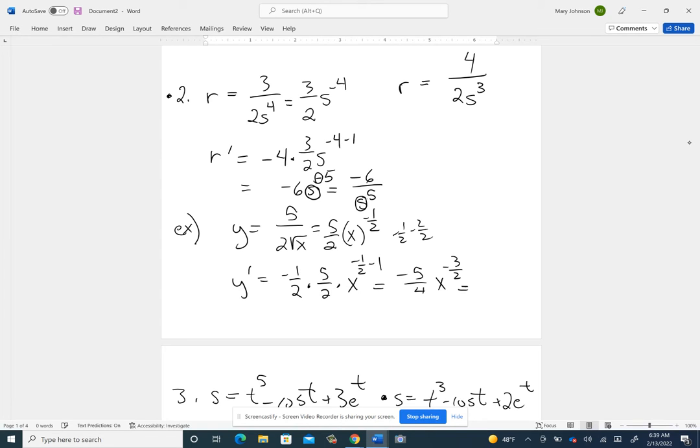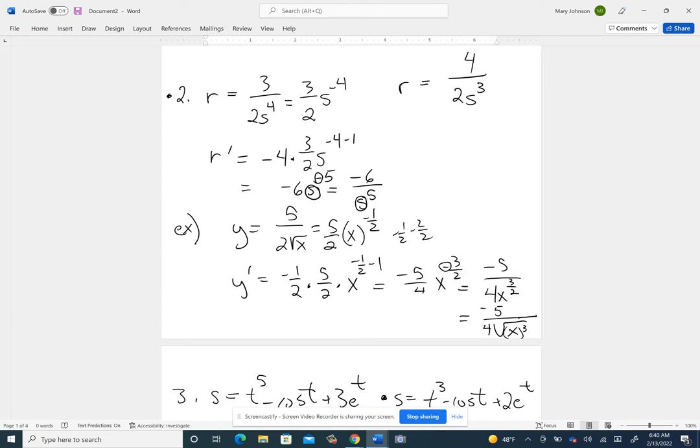And then I could rewrite that without that negative exponent and also put the radical back in eventually. So let me first get rid of the negative exponent. That would be negative 5 over 4x to the 3 halves. And then x to the 3 halves, I could change back to a radical. It would be the square root of x, and you can do it to the 3rd power underneath here, or the square root of x all raised to the 3rd power. Okay.